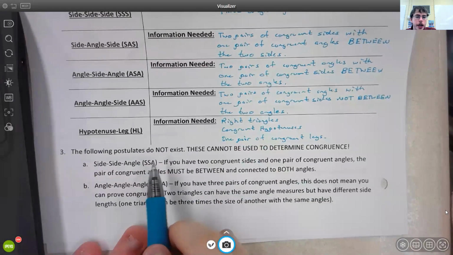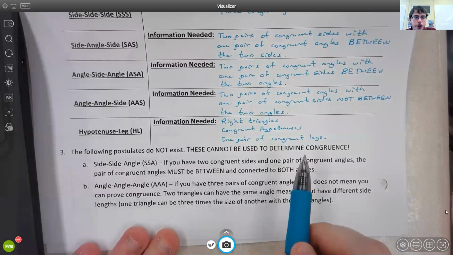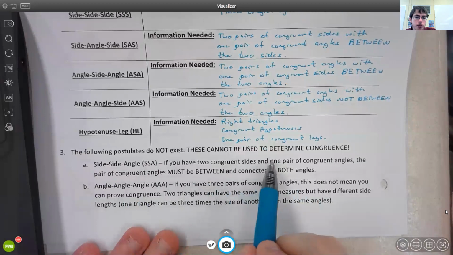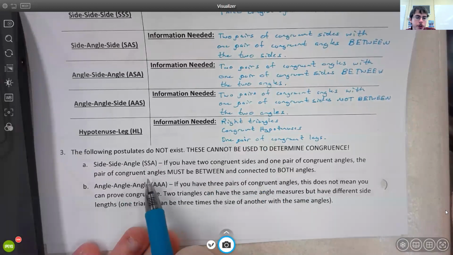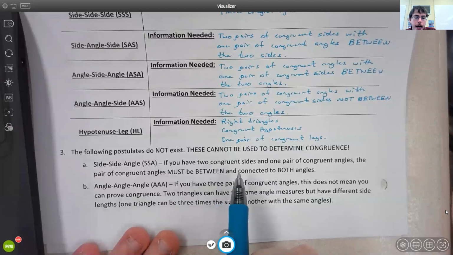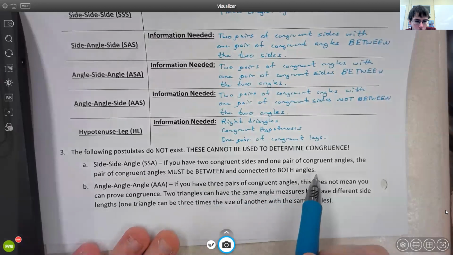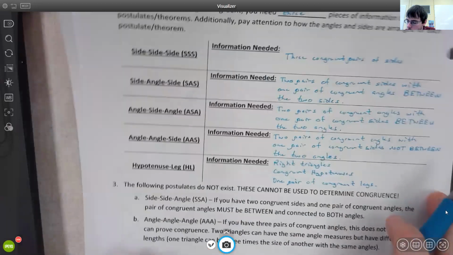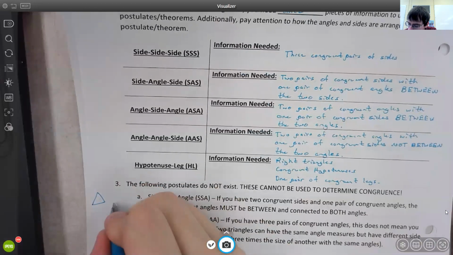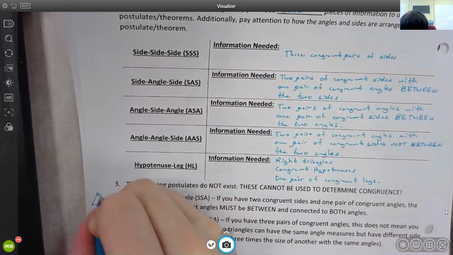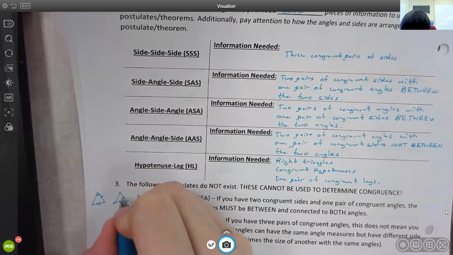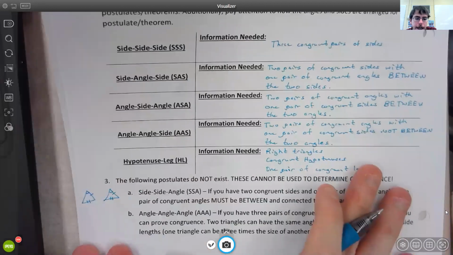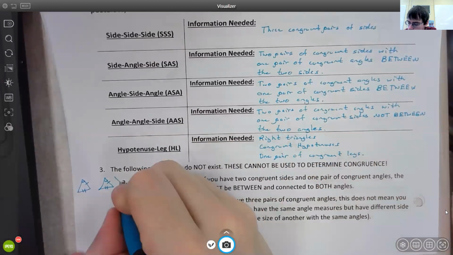Now, there are some postulates that do not exist; these cannot be used to determine congruence. The first is side-side angle. If you have two congruent sides and one pair of congruent angles, the angle must be between and connected to both sides, okay? So you can't have an angle that's just outside like this. Can't have that, okay? That wouldn't work. Side-side angle does not work, okay?